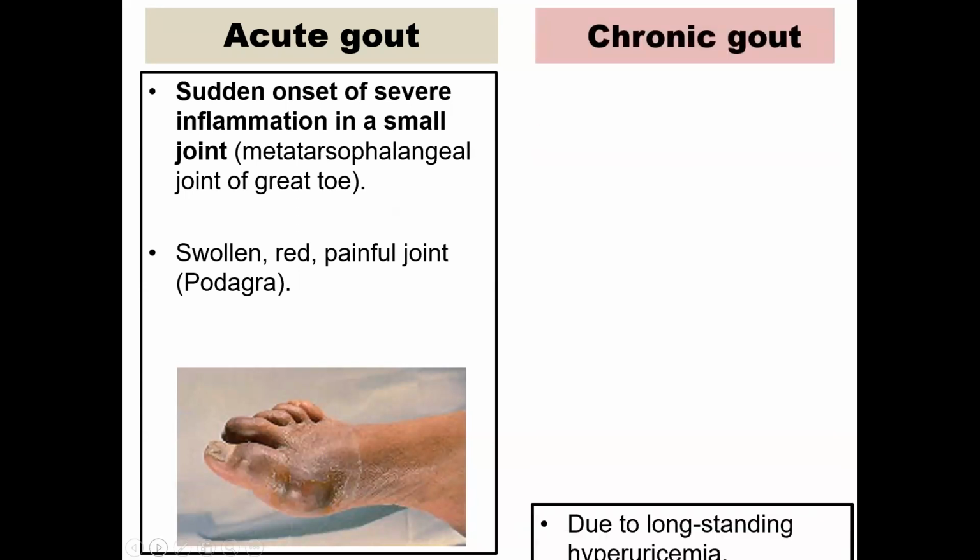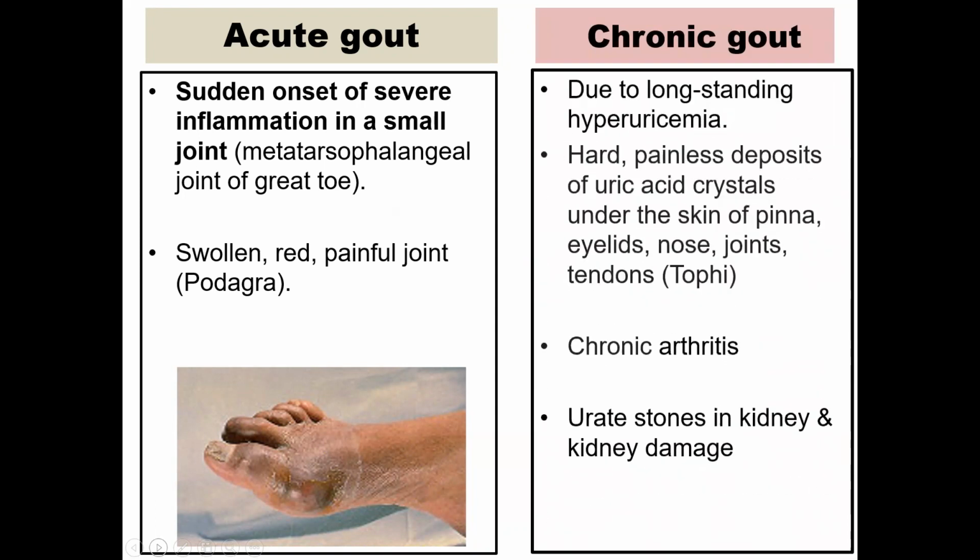On the other hand, chronic gout occurs because of long-standing hyperuricemia. In contrast to the acute episodes of gout, chronic gout manifests with a hard, painless deposit of uric acid crystals under the skin of the pinna, eyelids, nose, joints, and tendons, which is referred to as tophi. When extensive, tophi can damage the joints and result in chronic arthritis. Chronic gout also results in urate stones developing in the kidney, which can eventually lead to kidney damage.